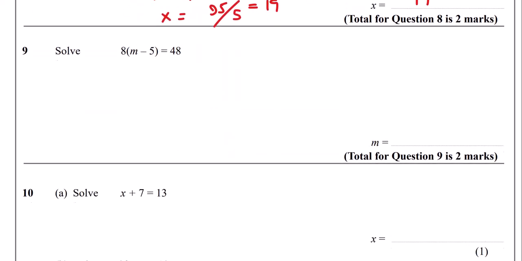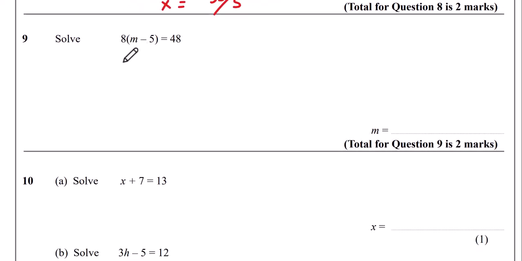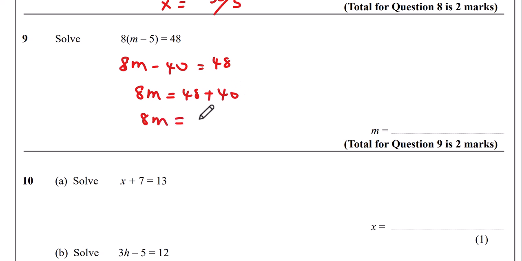And then next, you need to solve this one. Again, you expand the bracket. That's 8m. 8 times 5 is 40. And that's equal to 48. And then, of course, you're going to add because it's minus 40. So you're going to add 40 on both sides. So 8m is going to be 48 plus 40. And 8m is going to be 88. Okay? And if you divide 88 by 8, that's going to be 11.